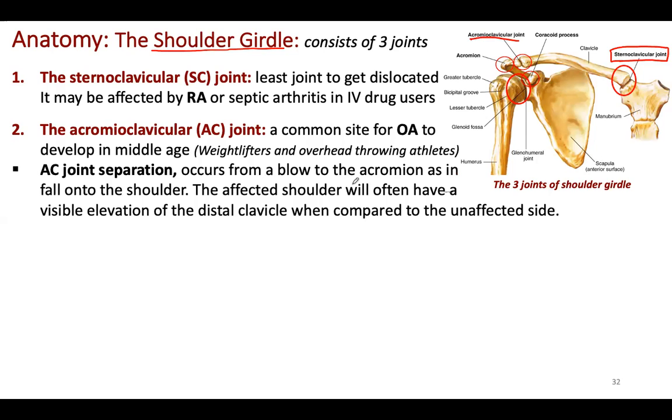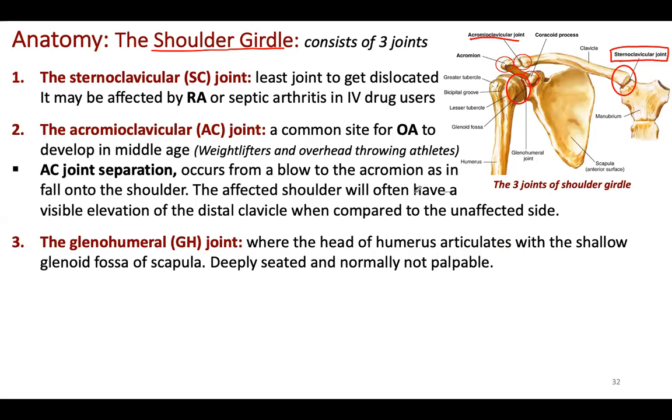And the third joint is the glenohumeral joint, which is what we used to call the shoulder joint. It's a joint between the humeral head, the head of the humerus bone. What's the humerus? It's the bone of your arm. And the glenoid fossa of the scapula is characterized by being very shallow.